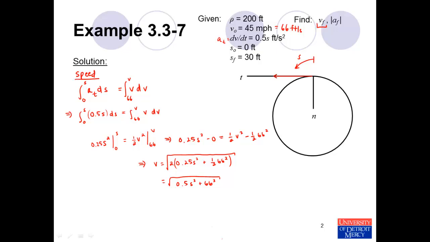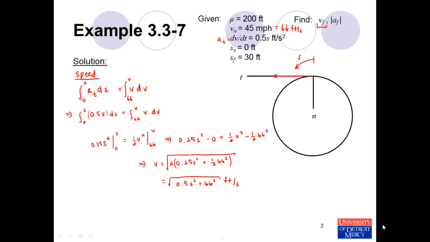In general, when we take a square root, we always have a positive root and a negative root. Since we had an initial velocity that was positive and our acceleration is positive, s is always a positive number, so the acceleration is always positive. Our final velocity has to be positive as well, so we'll take the positive root. And keeping in mind all of our units, the velocity has units of feet per second.